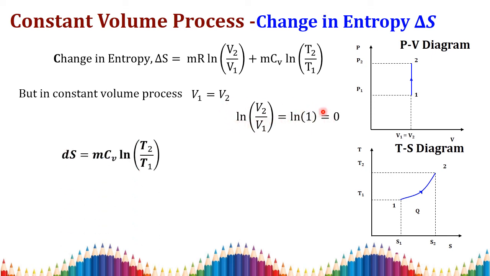Then we put 0 here, and you can cancel this term. Then delta S, or dS, is equal to mCv into ln of (T2 by T1). Then we can apply the PVT relation. We know that P2 by P1 is equal to T2 by T1. Then we can write this equation as delta S, or dS, equal to mCv into ln of (P2 by P1).